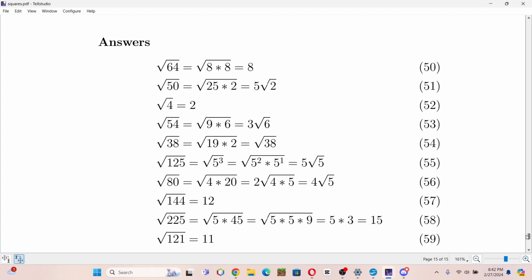Equation 59, root 121 is equal to 11. For equation 57, you can factor 4 out of 144 to eventually get root 144 is equal to 12. For root 121, memorizing it is the only reasonable way.